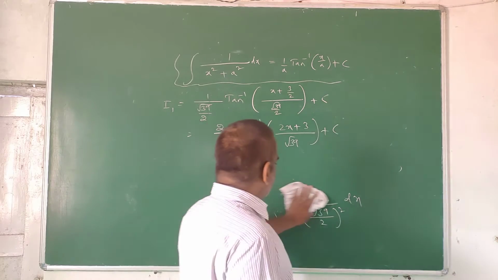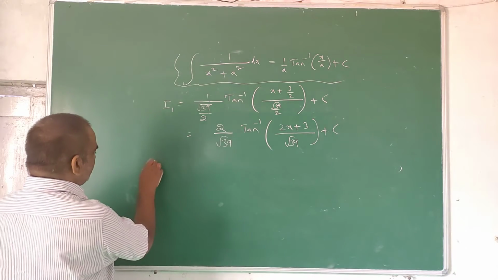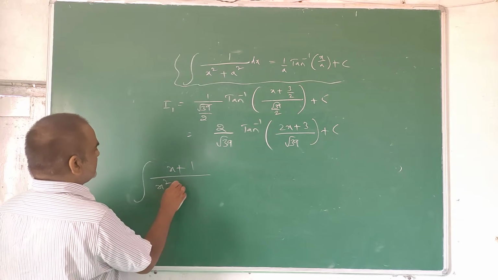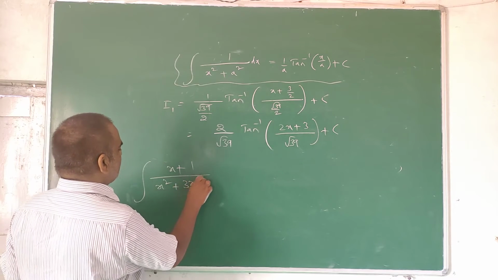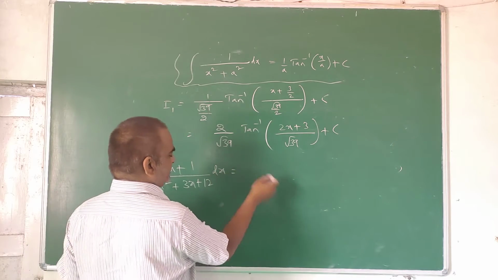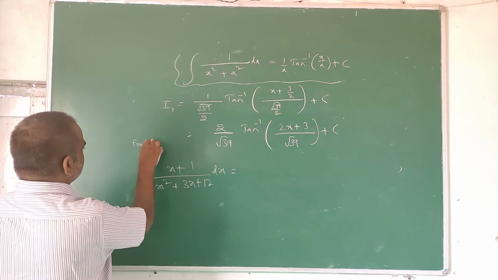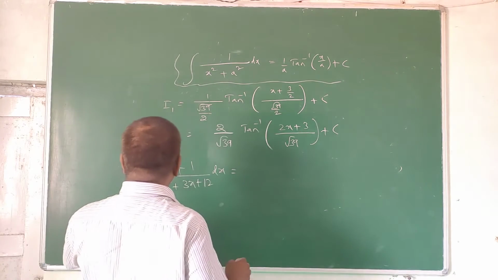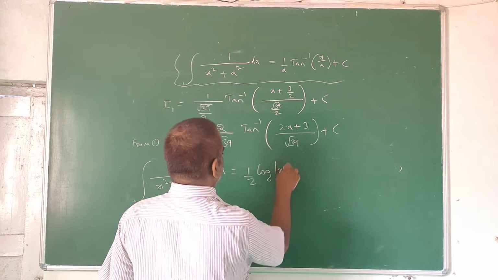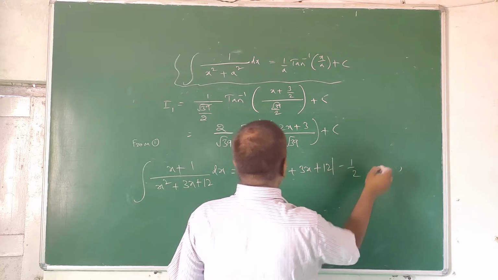So we have finally evaluated I1. So now what is our problem? Integral x plus 1 by x square plus 3x plus 12 dx, right? And this we got in the previous step in the equation 1. From equation 1, we have this answer partially, which is equal to 1 by 2 log mod x square plus 3x plus 12 minus 1 by 2 into I1.